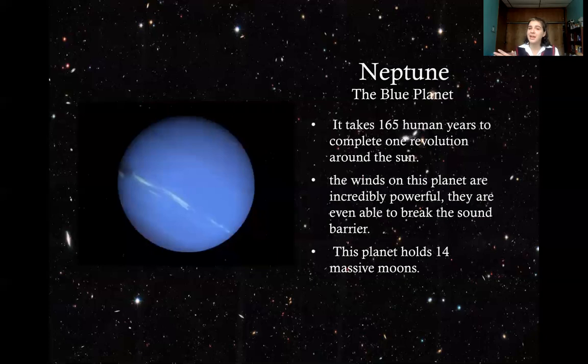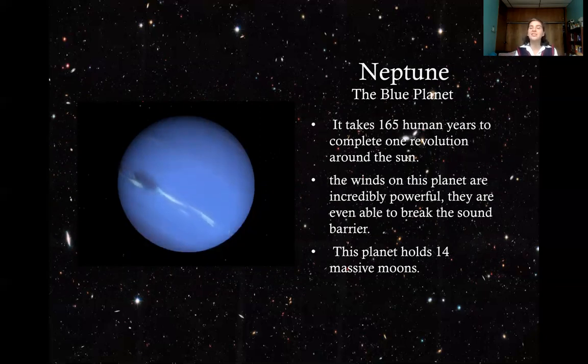Now, our last planet is Neptune. Neptune, we call it the blue planet. You may be familiar with the term blue planet referring to the Earth. It's also true. We call our planet the blue planet because of the big oceans that cover the surface of the Earth. But Neptune is entirely blue. That's why we sometimes call both of them the blue planet.